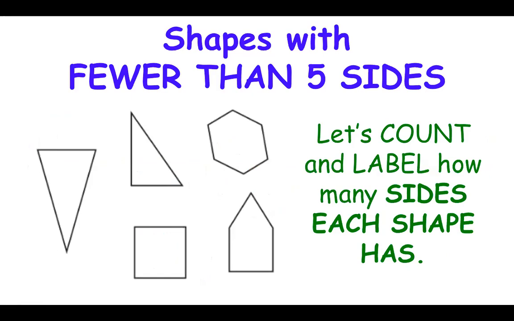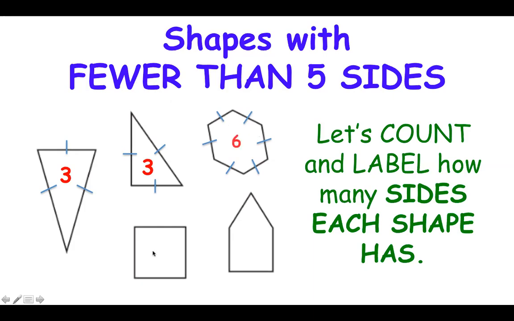So first, as always, we count and label how many sides every single one of these shapes has. Let's see. This shape has 1, 2, 3 sides. This shape has 1, 2, 3. Again, 3 sides. So both of these shapes follow our rule so far because 3 is fewer than 5. Let's keep going. 1, 2, 3, 4, 5, 6. This has 6. This one doesn't match the rule because 6 is not fewer than 5. 6 is more than 5.